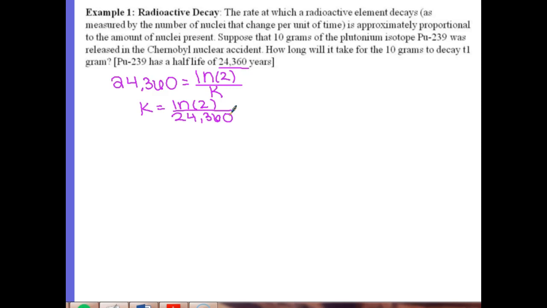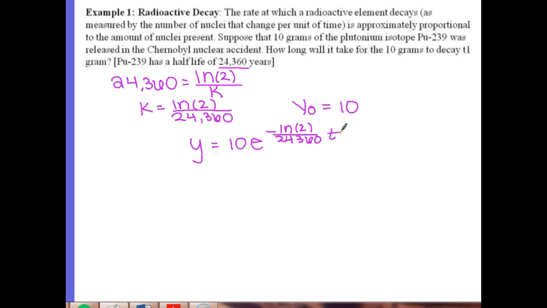What was the initial amount present? 10. So y naught is 10. I found my k. Now what does k need in this case? A negative, because we know this is decay. So y equals 10 e to the negative ln of 2 divided by 24,360 t.